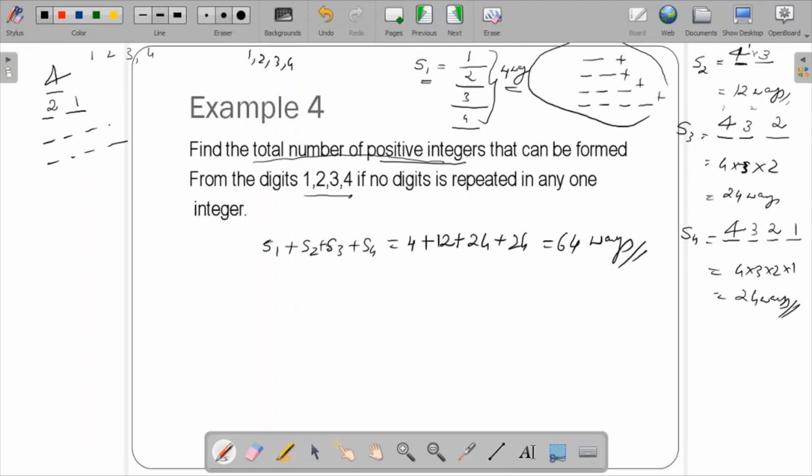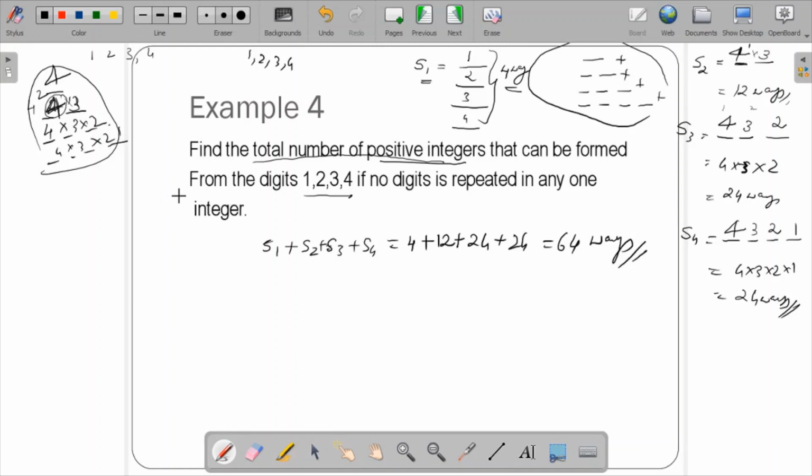If it is 2 digit, for example, let us consider 21. There is no repetition, right? If it is 22, it's wrong; it doesn't satisfy our condition. So 2 has been occupied. Out of the 4 ways, 2 is occupied, so 1, 3, 4 remain. If 2 is occupied, the remaining is 3 elements. So it is 4 into 3. Similarly, for 3 digits it is 4 into 3 into 2, and for 4 digits it is 4 into 3 into 2 into 1. This is how you find the total number of ways.